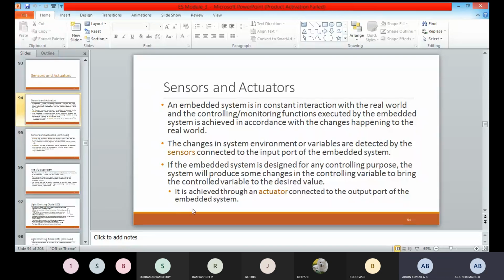Once again I'll repeat that the sensor is used for taking the input. For example, temperature sensor, humidity sensor, water level sensors. These are some of the examples. And the actuator is used for the output.